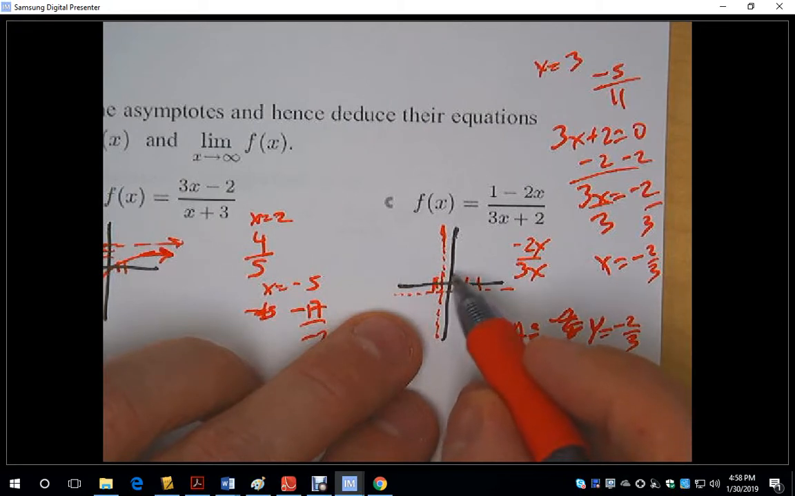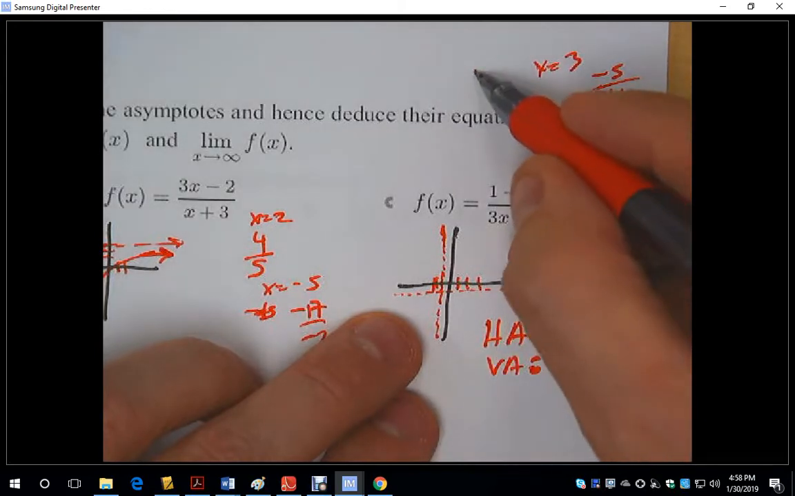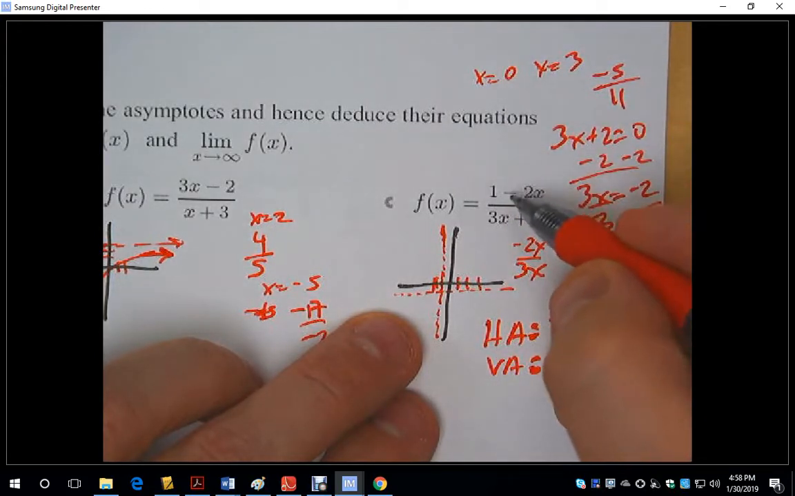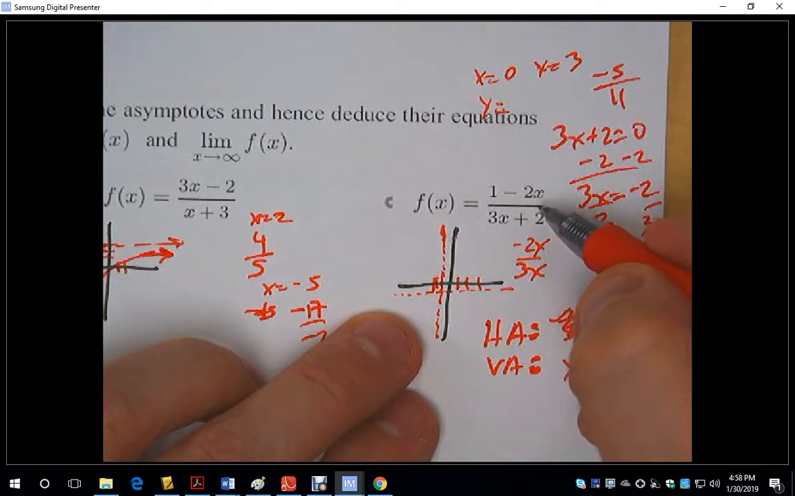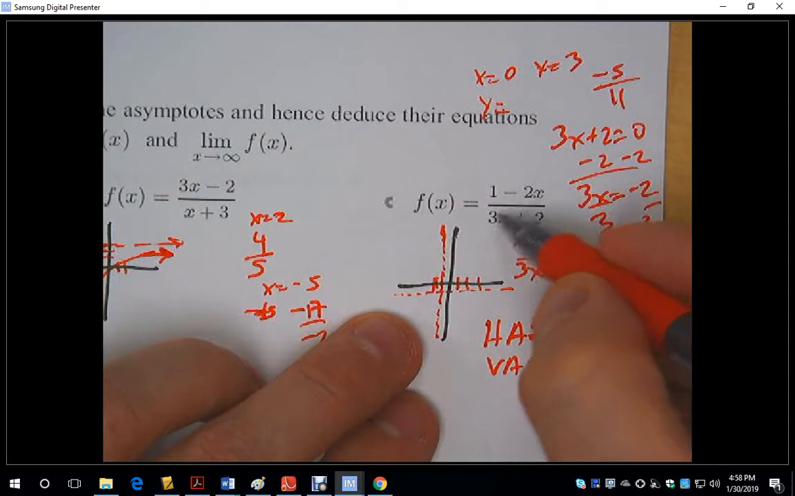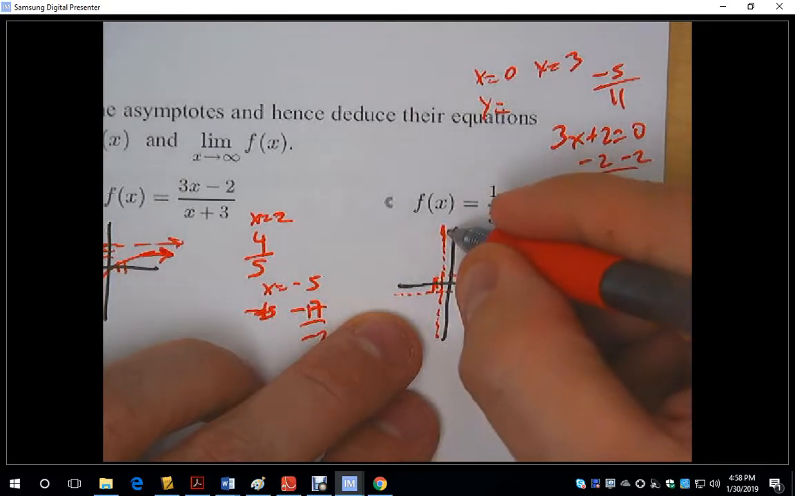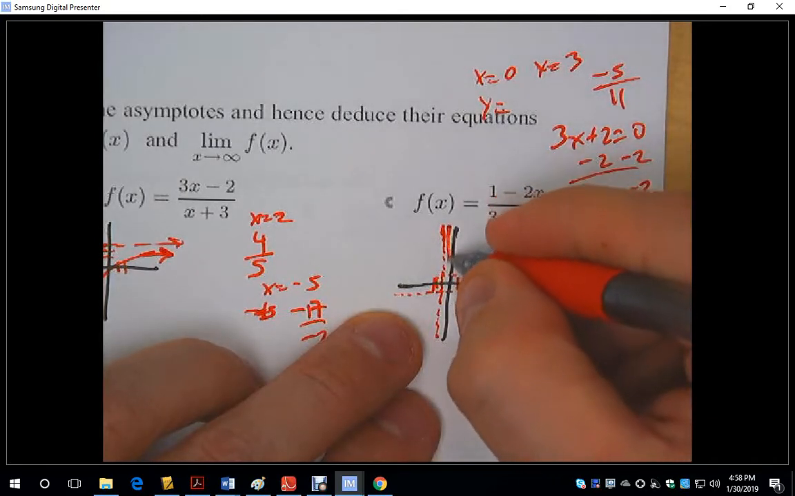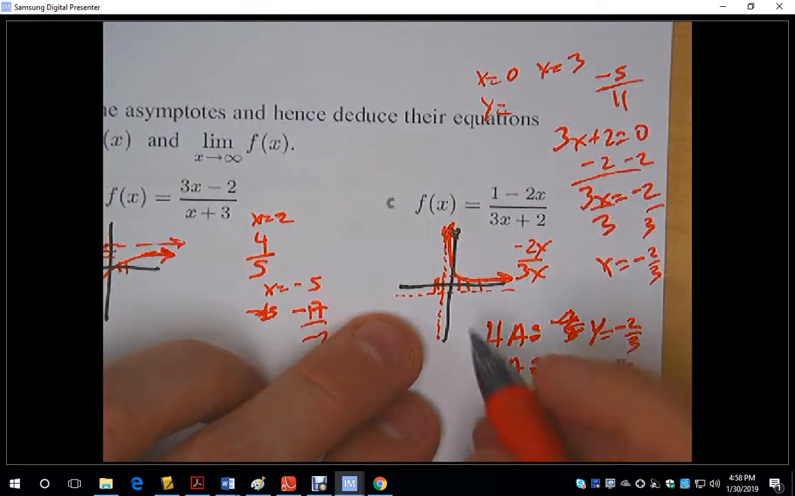Let's do 0. 0 is super easy. So I'm going to plug in 0 here. If x equals 0, then this is gone and this is gone. It's going to give me 1/2. So when x is 0, y is 1/2, which is going to be here. So we're looking at our graph here.